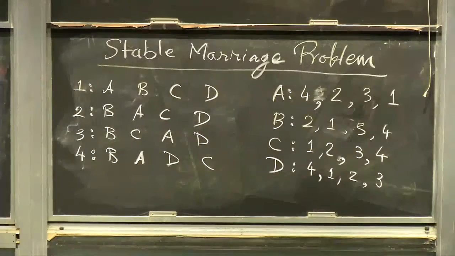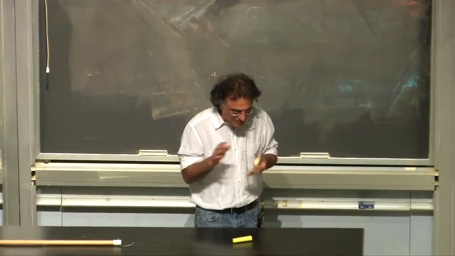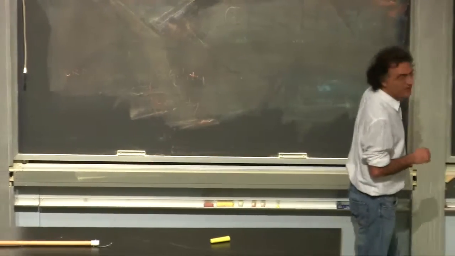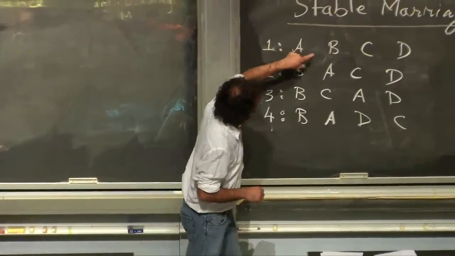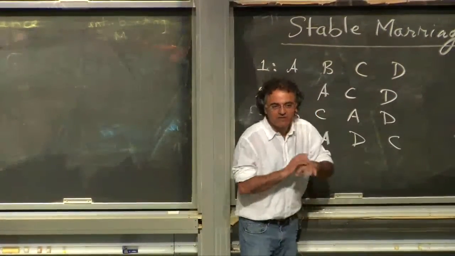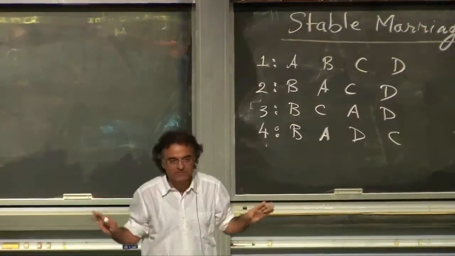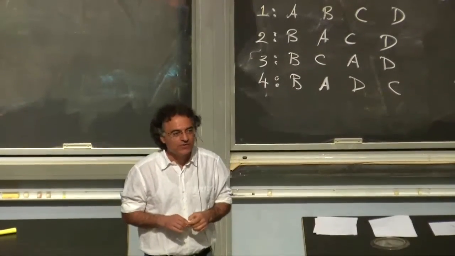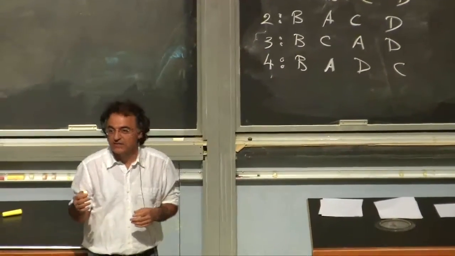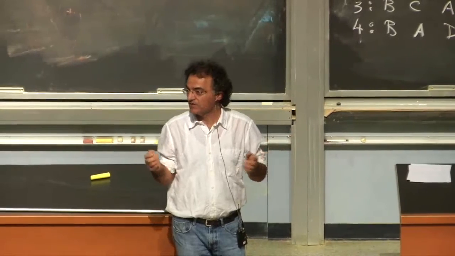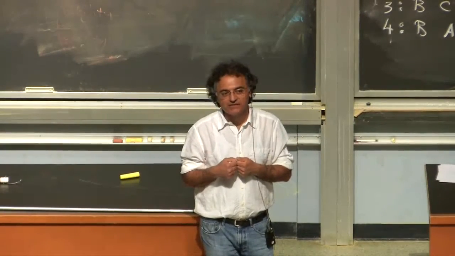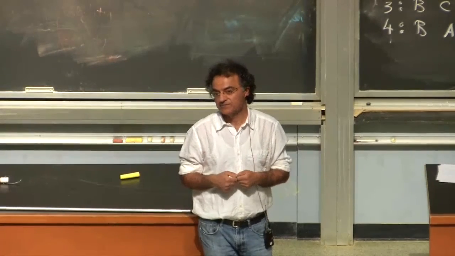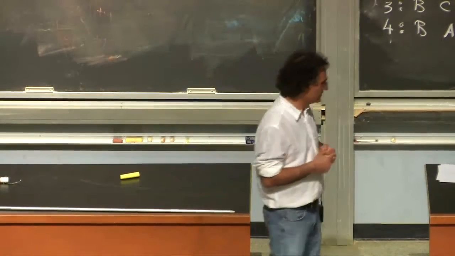Each of these men and women has a list. They've looked through profiles and they've figured out what their preferences are. So 1 has this preference, A over B over C over D. It's completely ordered. It's a very simple problem. Your challenge is to match them up. So you need to pair them up in some way that results in a good pairing.